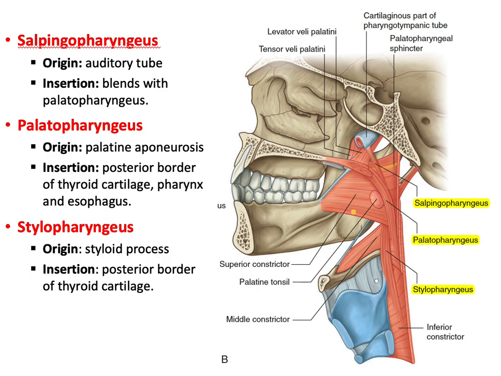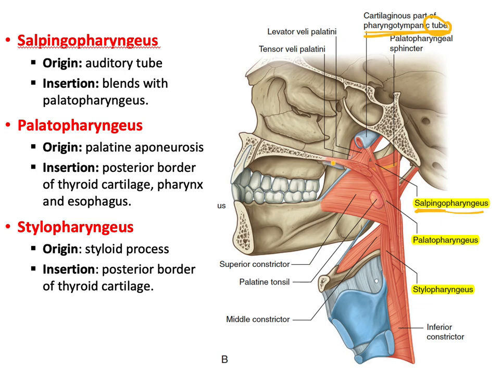Now, let us take another view, the medial view of these muscles, the lateral wall of the pharynx from the right side, I mean. So look at the pharyngotympanic tube, or what we call the eustachian tube. From there, salpingo means related to the tube, we call it salpingopharyngeus, which means it originates from the pharyngotympanic tube and is inserted, as you see, blended with the palatopharyngeus muscle and the pharynx. This is the first one.